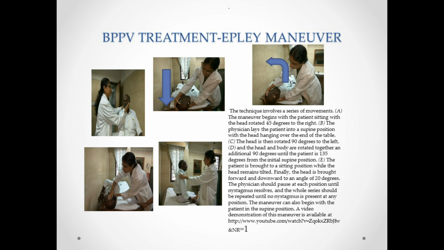The physician should pause at each position until nystagmus resolves, and the whole series should be repeated until no nystagmus is present at any position. The maneuver can also begin with the patient in the supine position. A video demonstration of this maneuver is available at this site.